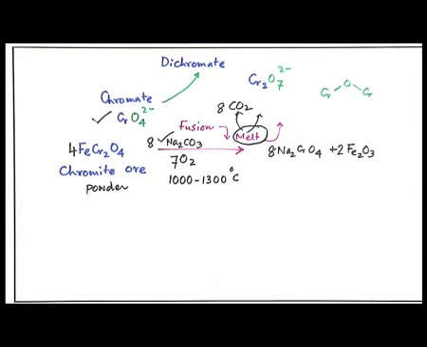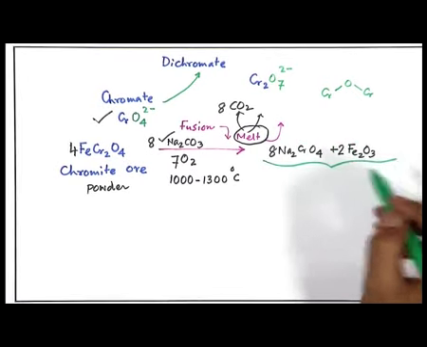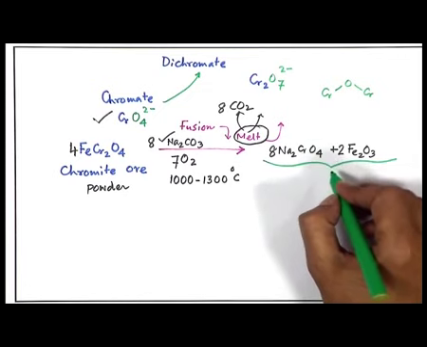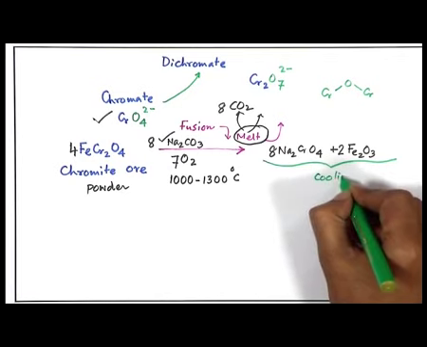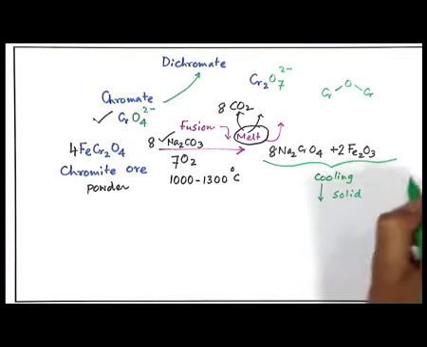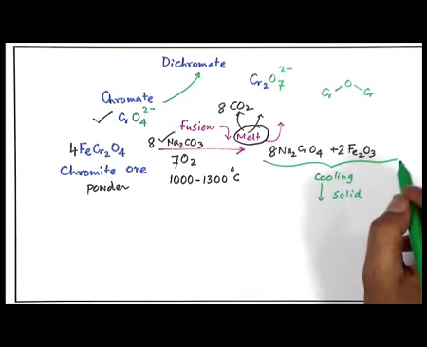When we allow it to reach room temperature, we do the cooling and we get a solid product. So, this is where we can separate the solid.